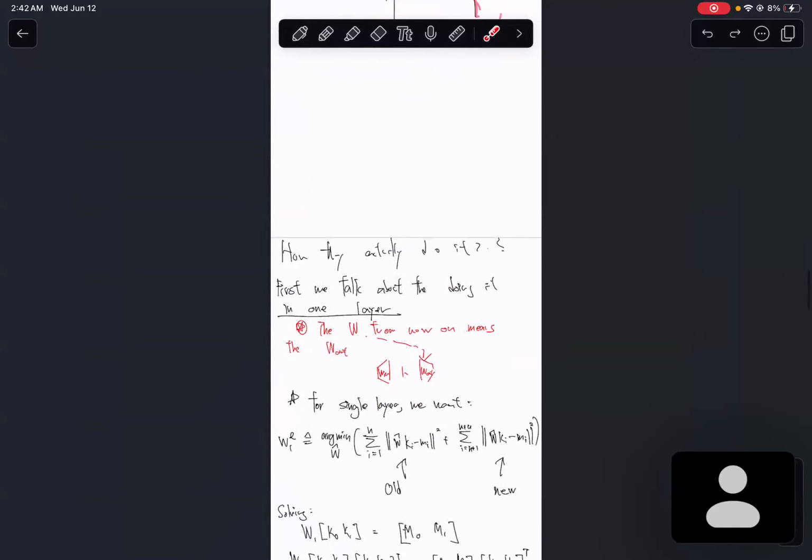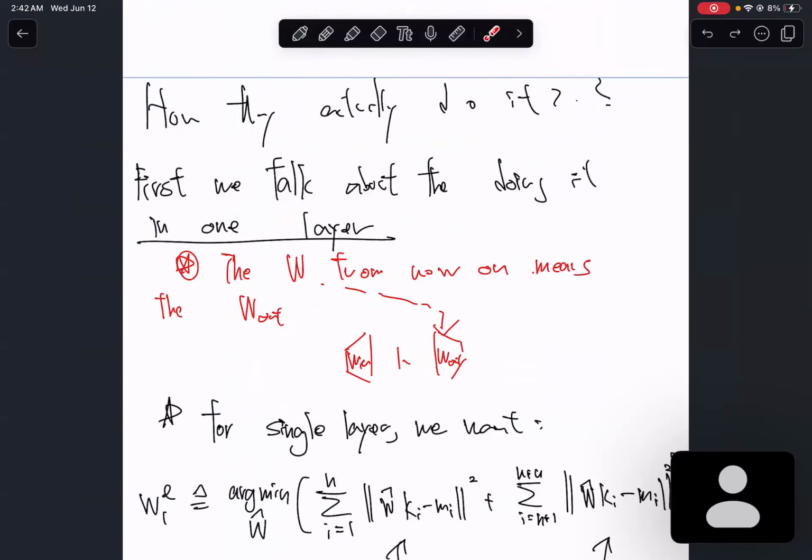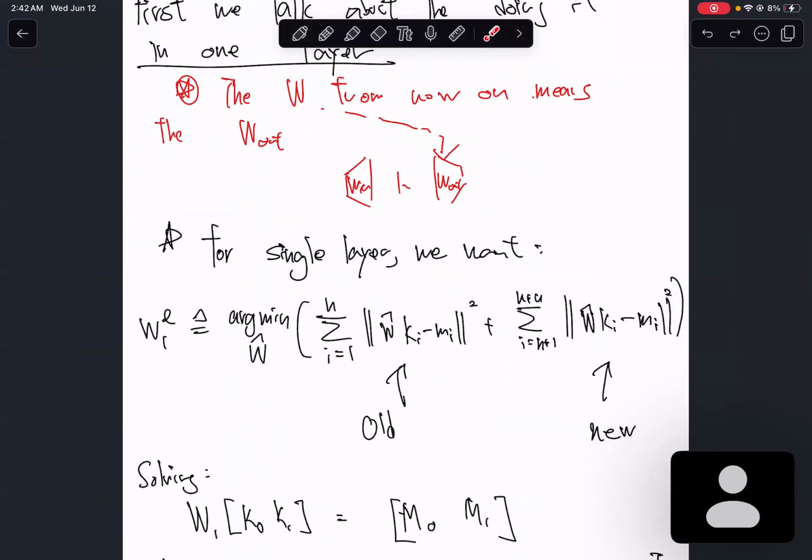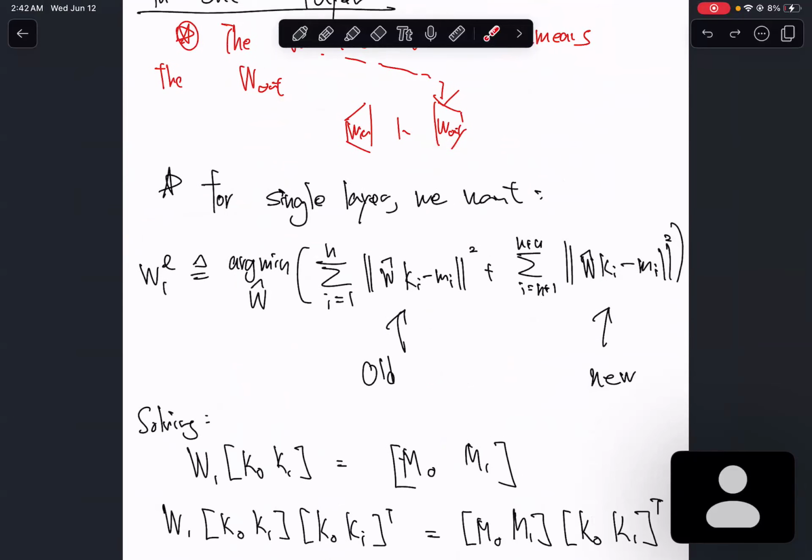And so how did they actually do it? First, we're going to talk about doing it in one layer. Just a heads up, the W from now on refers to W out, which is over here. Now for a single layer at layer L, what we want is to find the W such that it can preserve the old memory and the new memory. Basically, it's making the distance, the norm here, very small. Basically, trying to say that it wants this one to be as close as this one. That's what it means by making the norm very small.